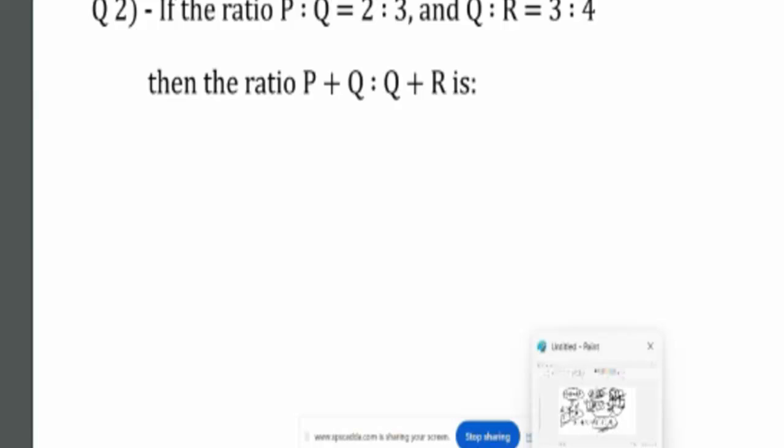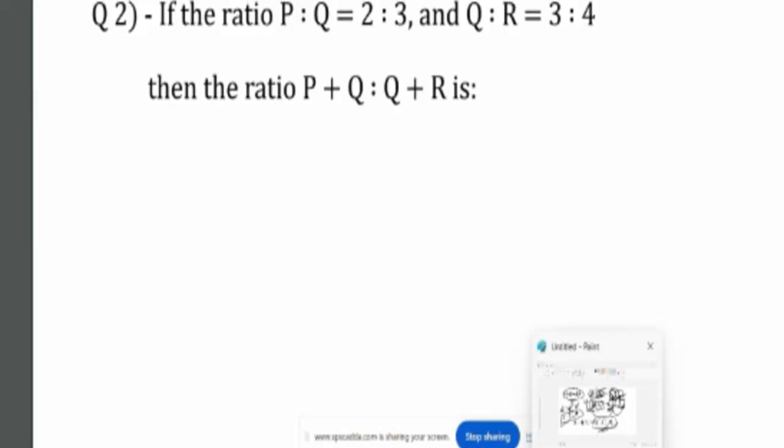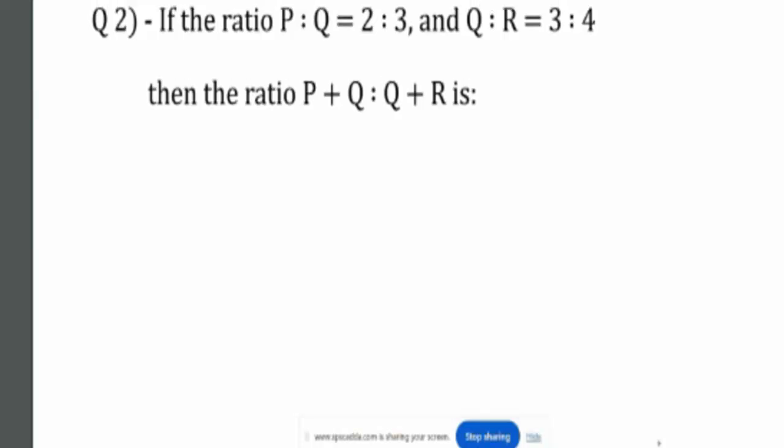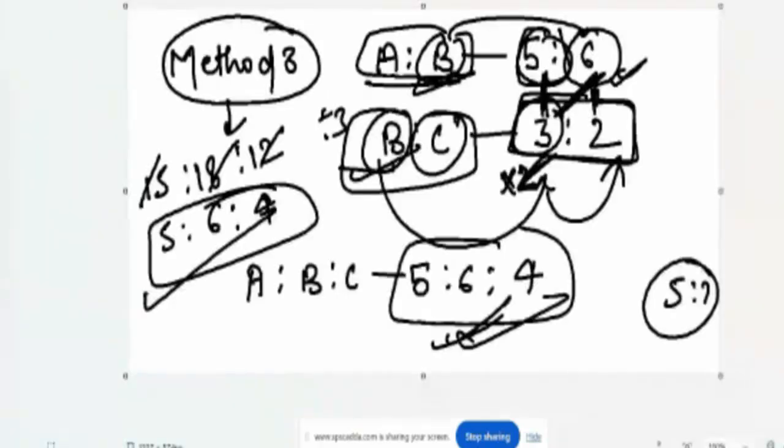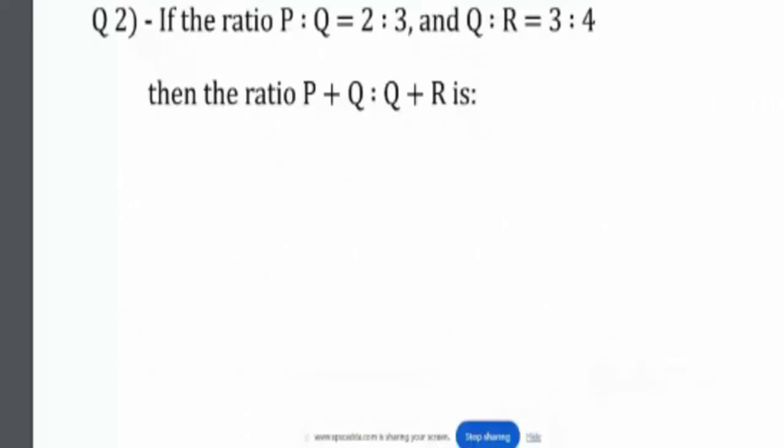5 is to 7, ma'am. Very good. What's your name? Samir. Very good. Anybody else? Samir is saying that the ratio will be 5 is to 7. Yes, ma'am, it's correct. Very good. Now you got the method.